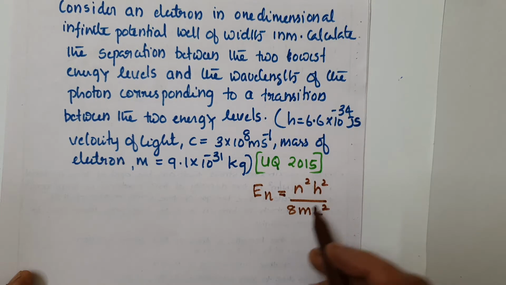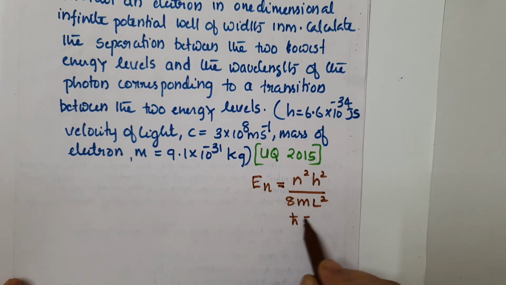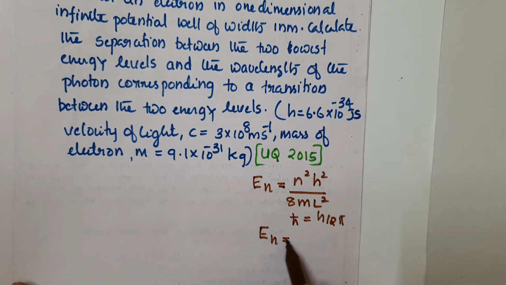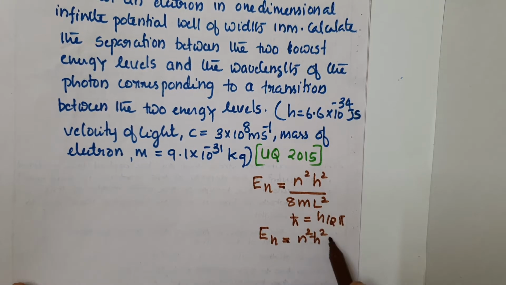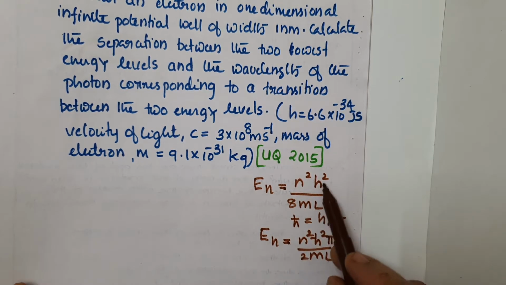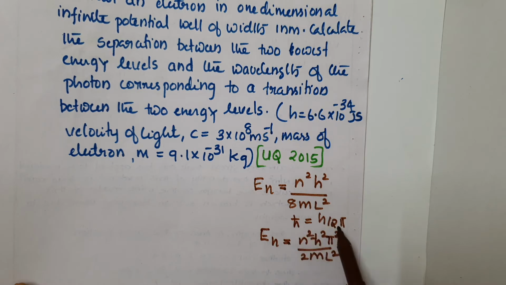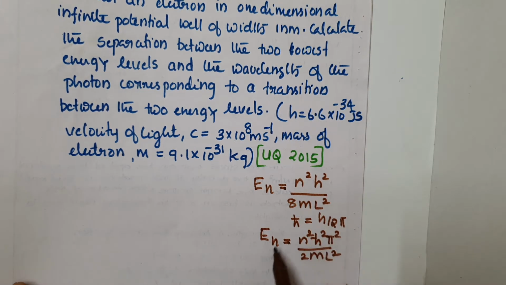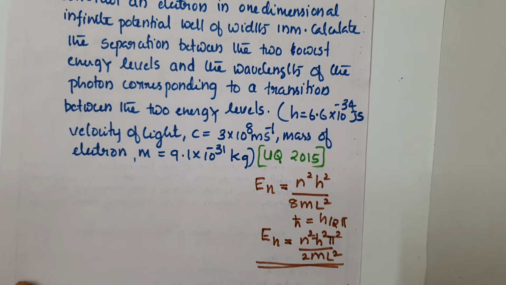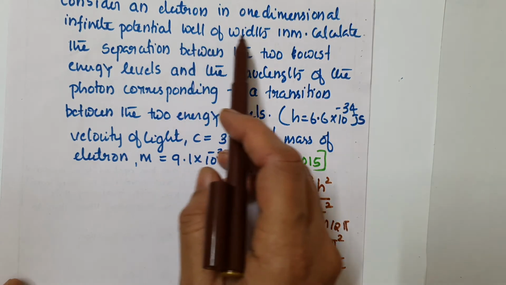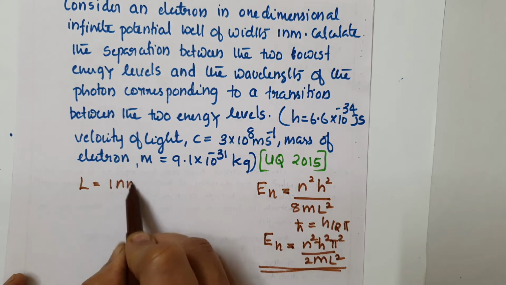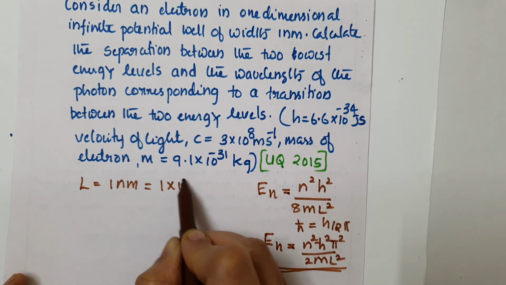This equation can also be represented with h cut equal to h by 2 pi, and it can be written as En is equal to n square h cut square pi square by 2mL square. In the problem, it is given that the width is 1 nanometer, that is, L is equal to 1 nanometer, which is equal to 1 into 10 raised to minus 9 meter.